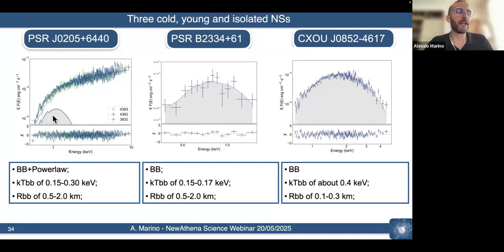Now, these black body components are relatively cold. They have temperatures of 100, 300 electron volts. And also the size of the regions emitting this thermal emission is relatively small. We are talking about sizes of a few kilometers, even less, for example, in the case of the CCO. So it means that we are not watching the whole emission from the neutron star surface, but we are just watching the contribution from a hotspot on top of the neutron star surface.